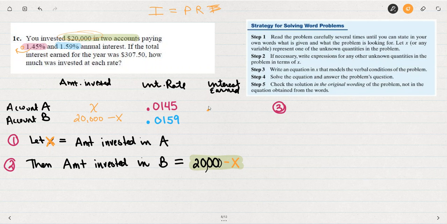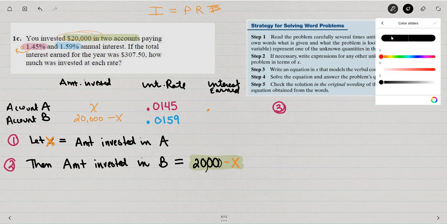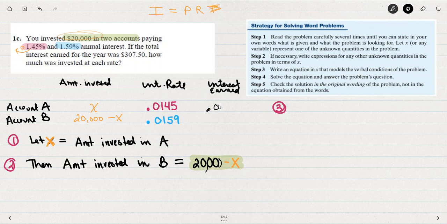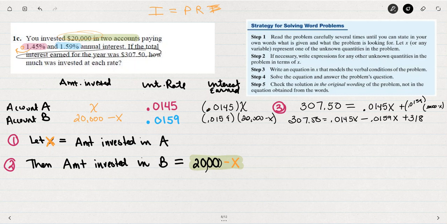So we would be able to write this total interest earned in each account as 0.0145 interest rate times X, or 0.0159 times the amount invested, 20,000 minus X. And if the total interest earned is $307.50, then we could say that $307.50 is going to add up to the two interest amounts.